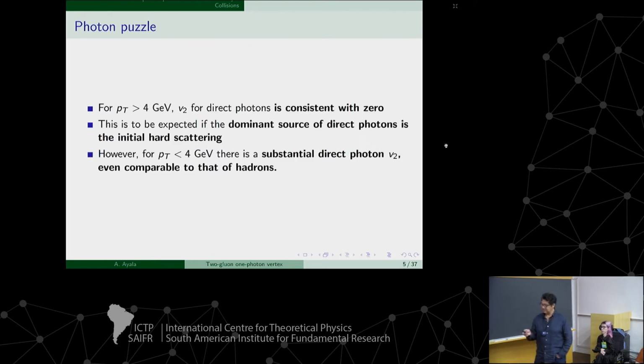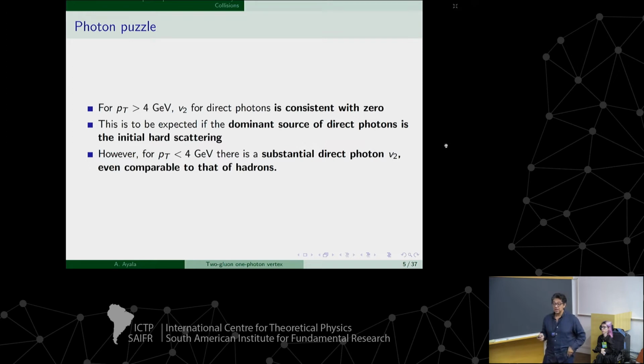So here we can more or less summarize the characteristics of this V2. For pT larger than 4 GeV, direct photons are consistent with 0. And this is expected if the dominant source of direct photons is the initial hard scattering.